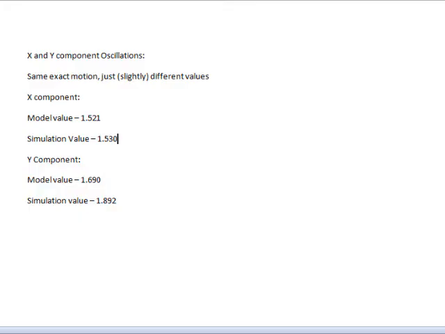And after that model, this brings us into the what does it mean category of our game show. So the x and y component oscillations, how do they differ? Are they the same? They are the same exact motion, just the values are slightly different. For my x component model value, I got 1.52, and for the simulation, 1.53, which is very, very close. And the y component was a little bit more off, with model value being 1.69 and the simulation value being 1.892. So they do differ, but just in the values, they are the exact same motion.